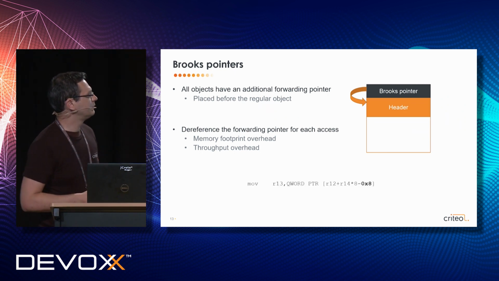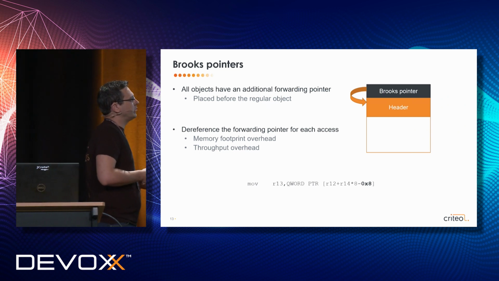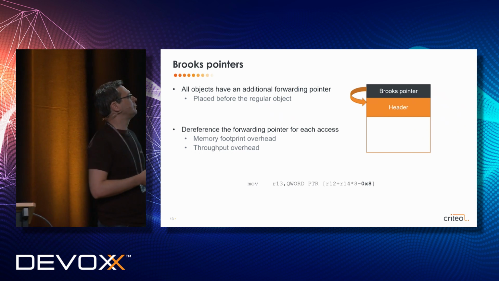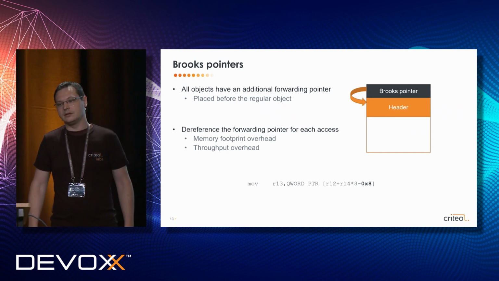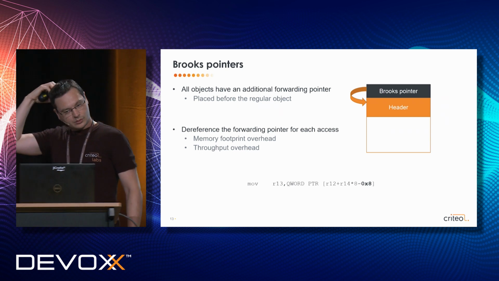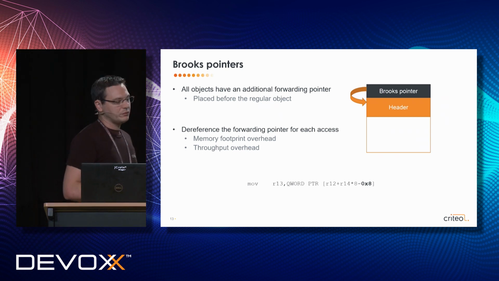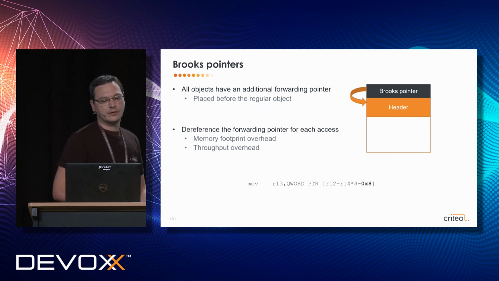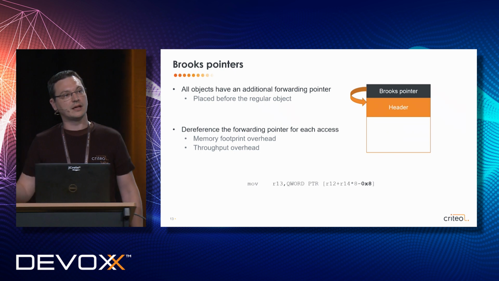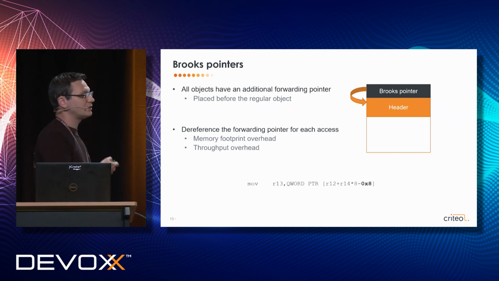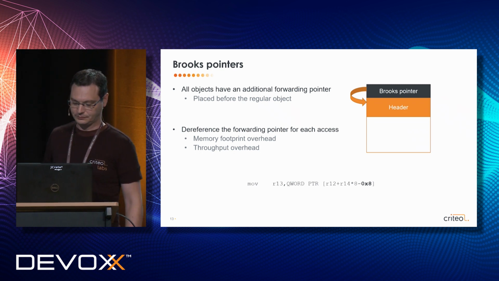That's, for example, what the JIT emits for each access. So we compute the address of an object, and we get an offset to get to the Brooks pointer, and we dereference it to load into the R13 register. And then you can access those fields. So you have this line for every access to any object.